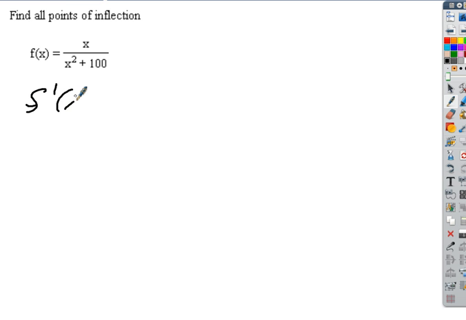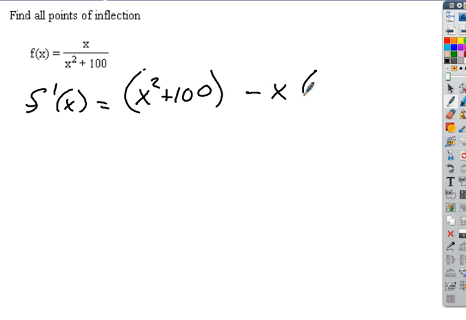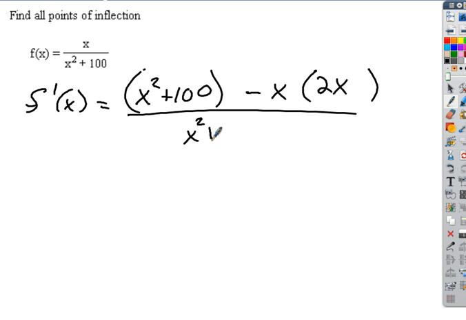So if that's f of x, what is f prime of x? Well, how would I go about that? Take quotient rule. Okay, quotient rule. So I've got the bottom times the derivative of the top, which is 1. Good. Minus top times the derivative of the bottom, which is 2x, over the bottom squared. Okay, so then we can simplify that, and that's going to give us x squared plus 100 minus 2x squared on the top.